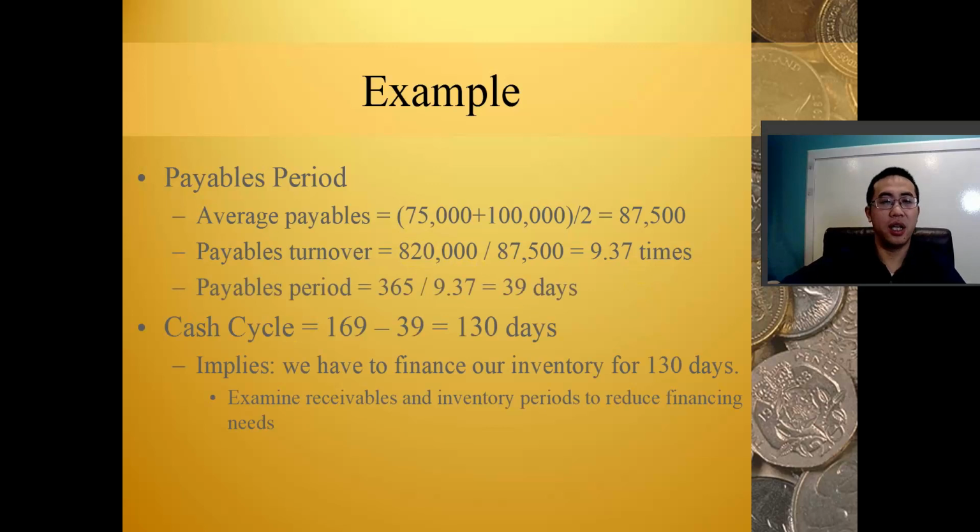And your cash cycle is 169 minus the 39 payable period days. So that's basically your operating cycle minus your payable period. That's your cash cycle. So what's the point of that?